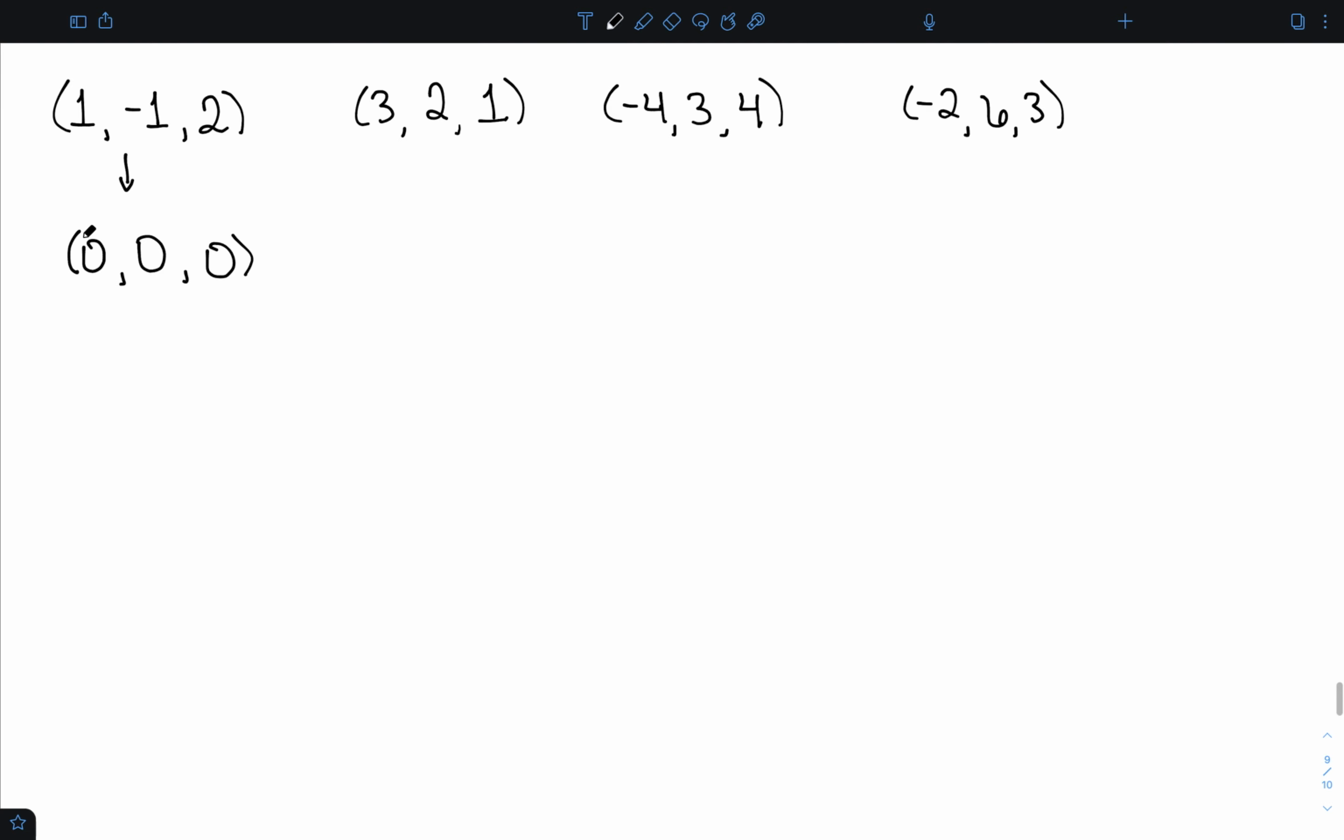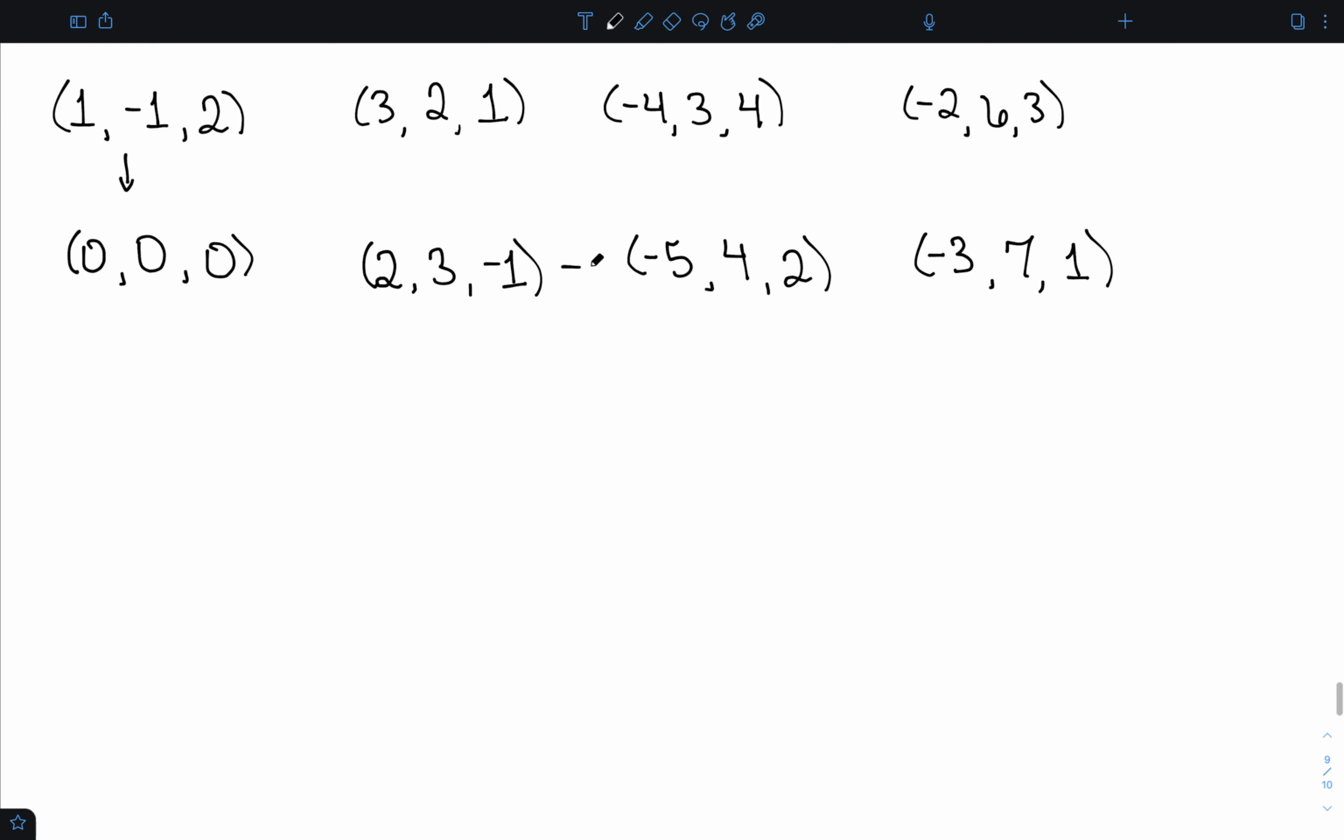In the x direction, I had to subtract 1. I had to move in the x direction by -1. So I'm going to need to do that for everything. I needed to move in the y direction by 1 to get to the origin, so I'll do that across the board as well. Finally, I had to move in the z direction by -2, so I'll once again do that across the board. So all I've done is shifted my parallelogram. I haven't changed anything else about it.